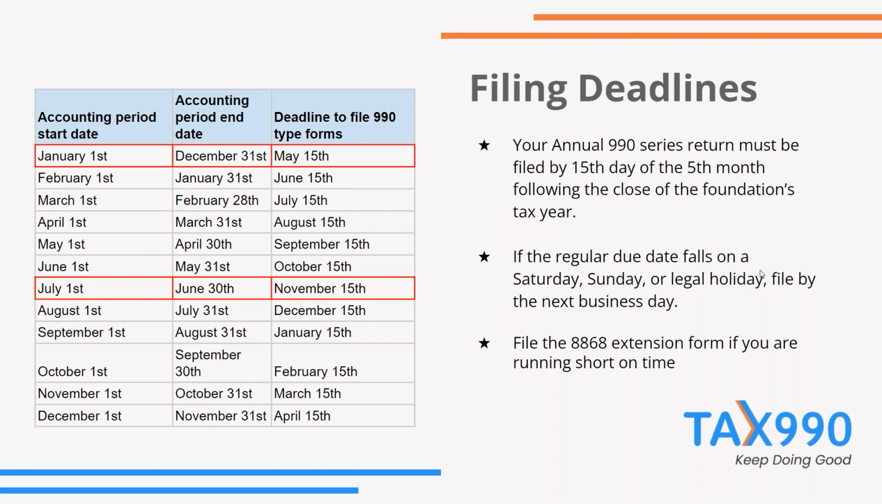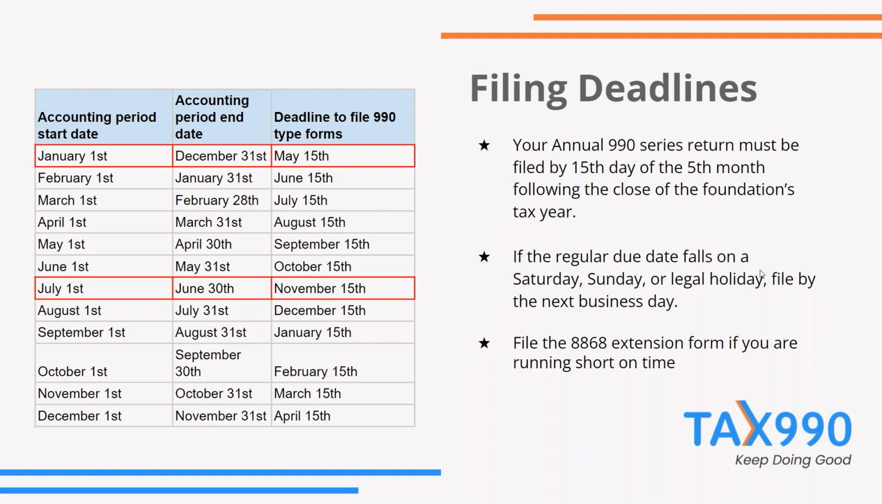Most organizations have either a calendar tax year that runs from January 1st through December 31st, or a fiscal tax year that runs from July 1st to June 30th. However, a fiscal tax year can be any 12-month time frame other than January 1st through December 31st. If you're short on time and you're concerned you won't be able to complete the return on or prior to the deadline, you can file an 8868 extension form to apply for a 6-month deadline extension.